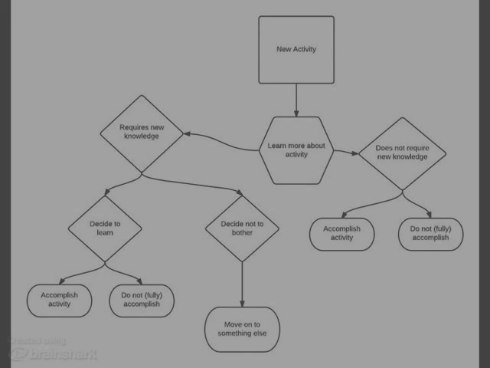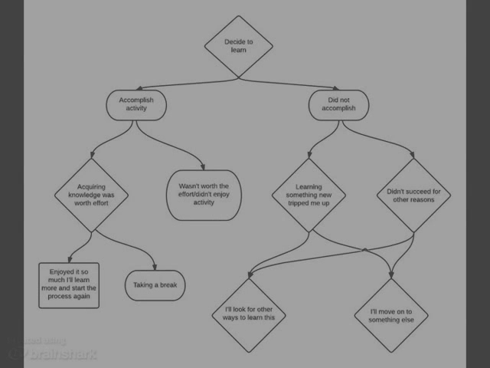But if it does require new knowledge, you've got a couple of choices. You could decide to learn more about it or not. If you decide to learn about it, you might then go ahead and accomplish the activity, or you might not accomplish it. You might not choose to, or you might only partially accomplish it. If you decide not to bother about getting that new knowledge that would be required for the activity, you might decide to move on to something else. If it doesn't require new knowledge, you might go ahead and accomplish it, or you might not. So if you are familiar with flowcharts, you might want to double check the symbols that I used. I am hoping that they are right.